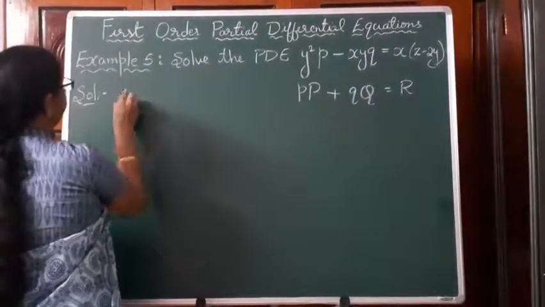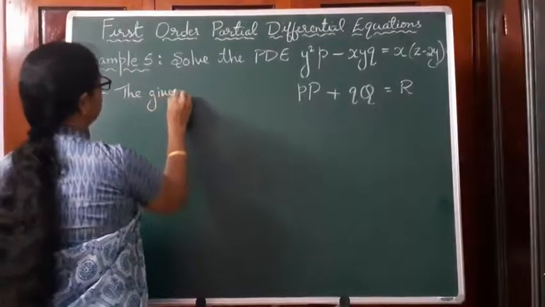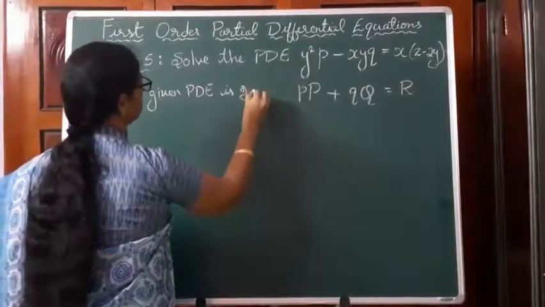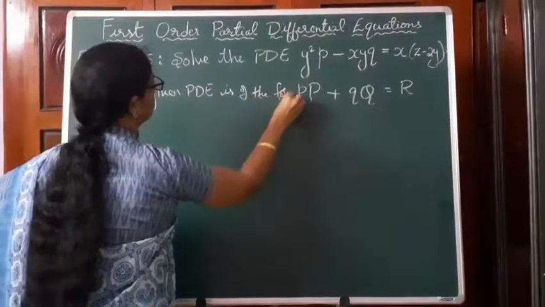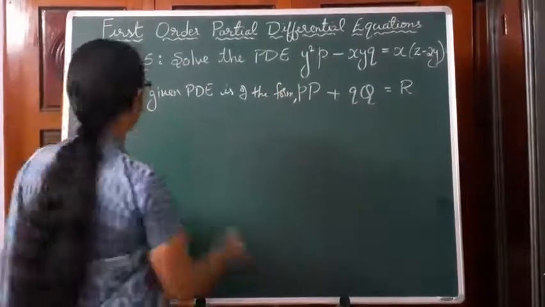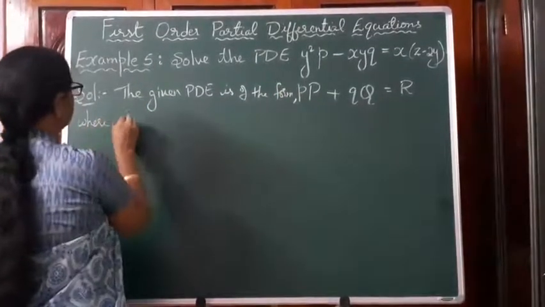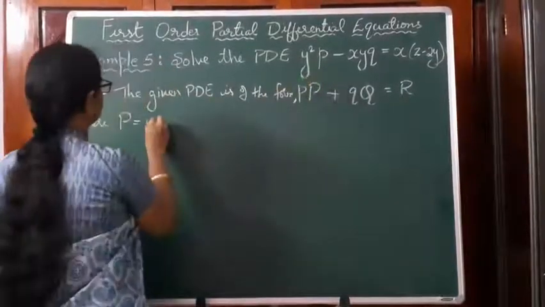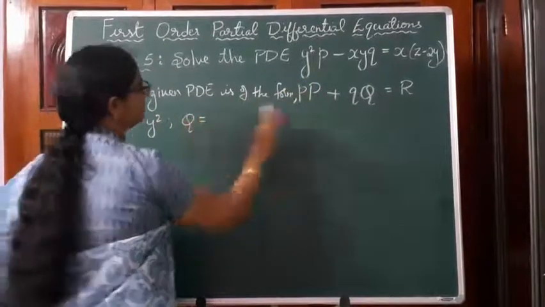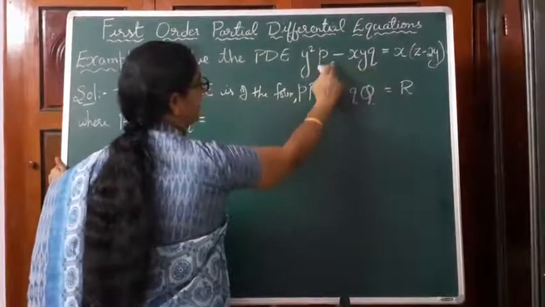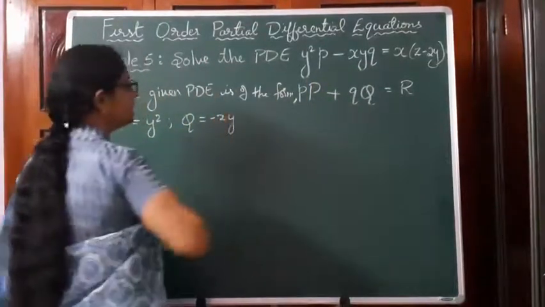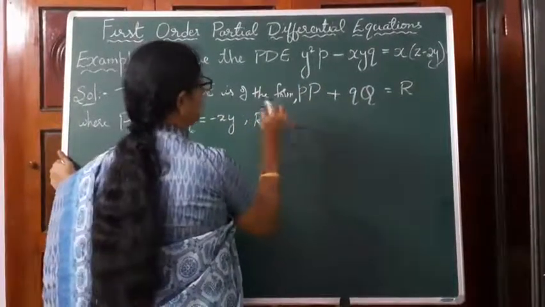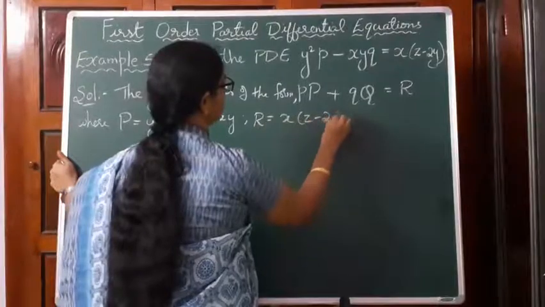So, the given PDE, that is partial differential equation, is of the form p into P plus q into Q is equal to R, where capital P, the coefficient of p, the coefficient of dou z by dou x, is y square. Q, the coefficient of q, dou z by dou y, is minus xy. Don't skip the sign here. Q is equal to minus xy. And R, the right hand side term, is x into z minus 2y.